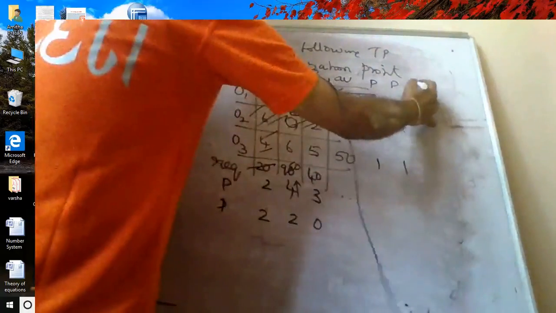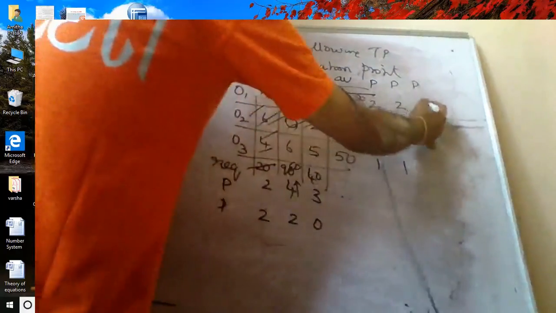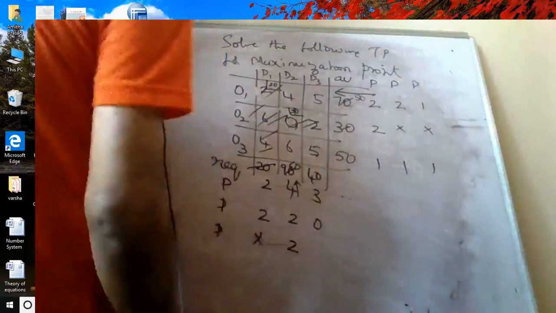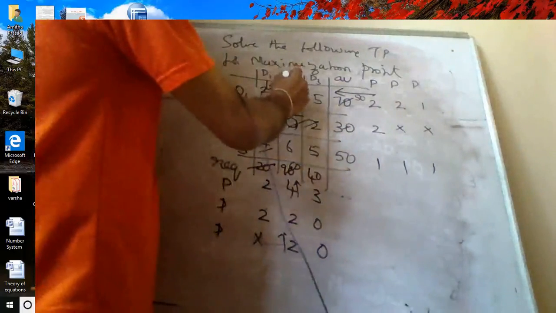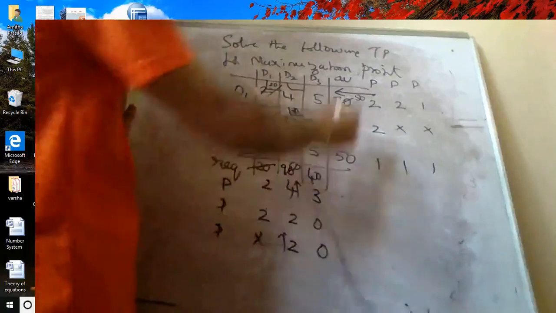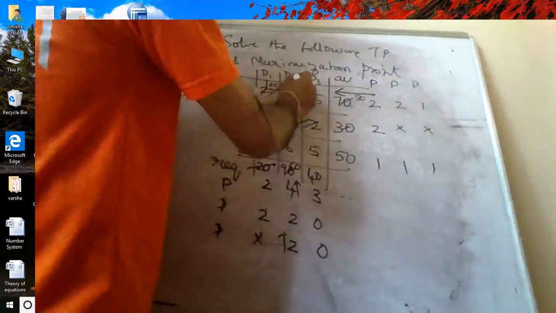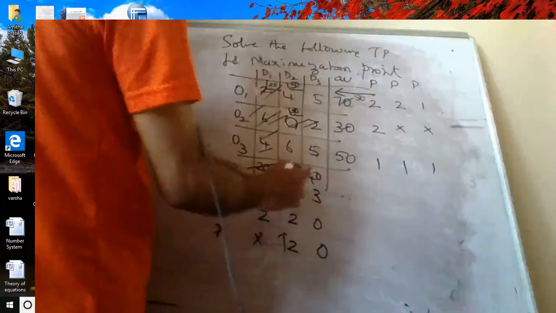Again penalty: 4 minus 5, 1. No penalty here. 6 minus 5, 1. Here no penalty. 4 minus 6, 2. 5 minus 0. So largest is this. Okay. So what is the lowest value? 4. So you have 50 and 60, you give 50. So 10 remains and this goes.